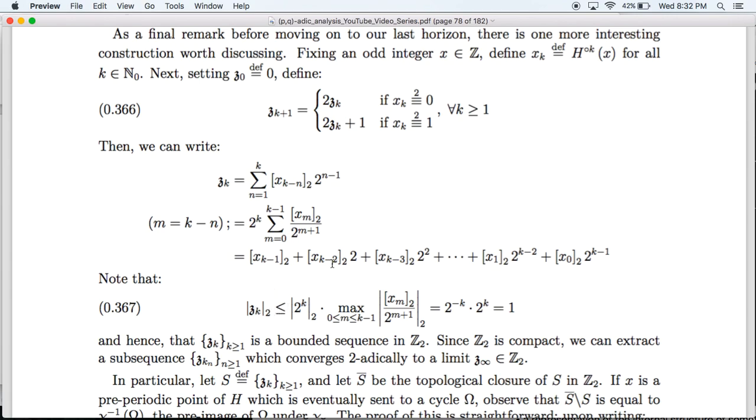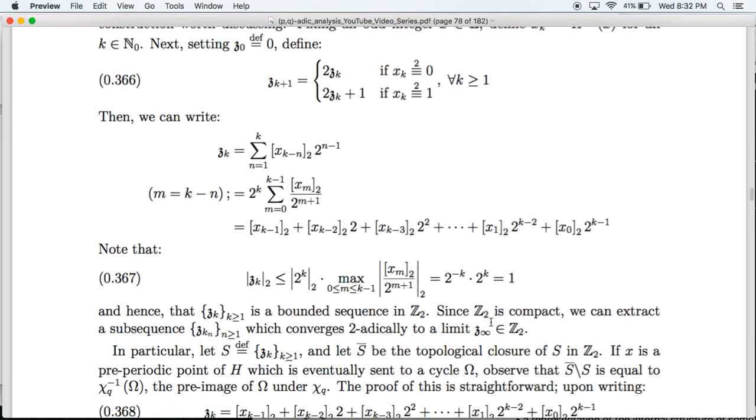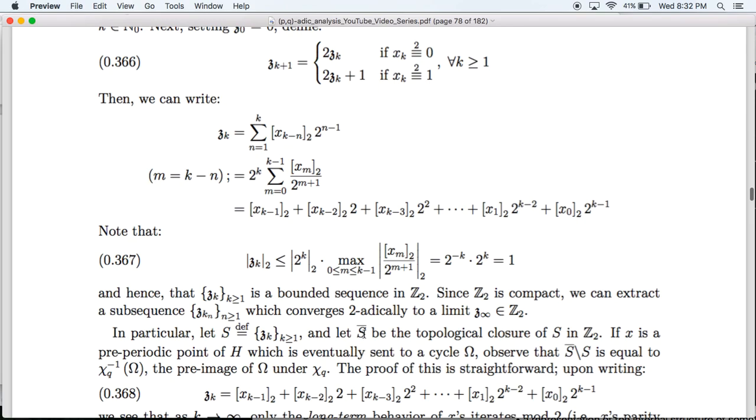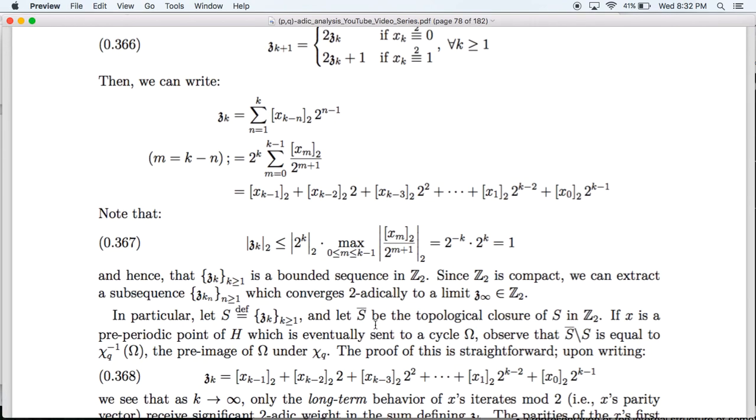Taking 2-adic absolute values, we get that this thing has a 2-adic absolute value at most 1. So the z_k's are a bounded sequence in the 2-adic integers, and since the 2-adic integers are compact, we can extract a subsequence which converges 2-adically to a limit z_infinity. So now let S be the sequence of z_k's, and let S bar be its topological closure in Z_2. If x is a pre-periodic point of H, which is eventually sent to a cycle Omega, observe that S bar take away S is then equal to the preimage of Omega under chi_q.